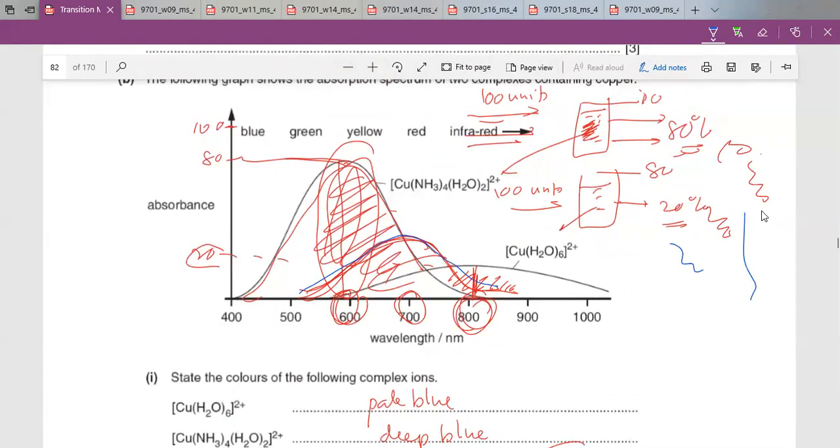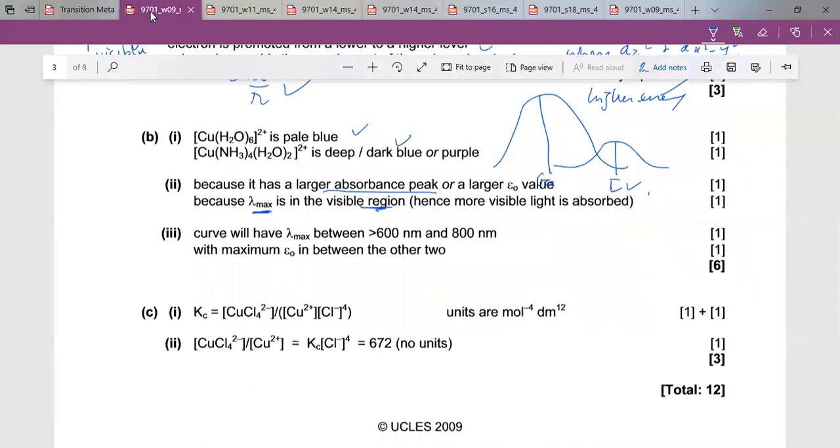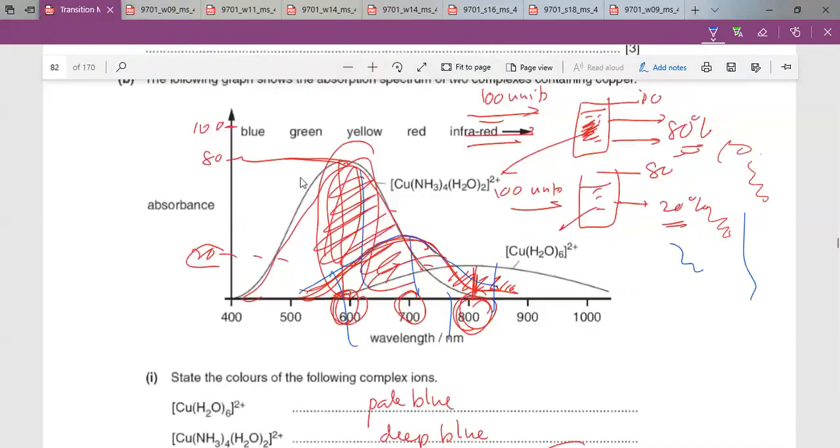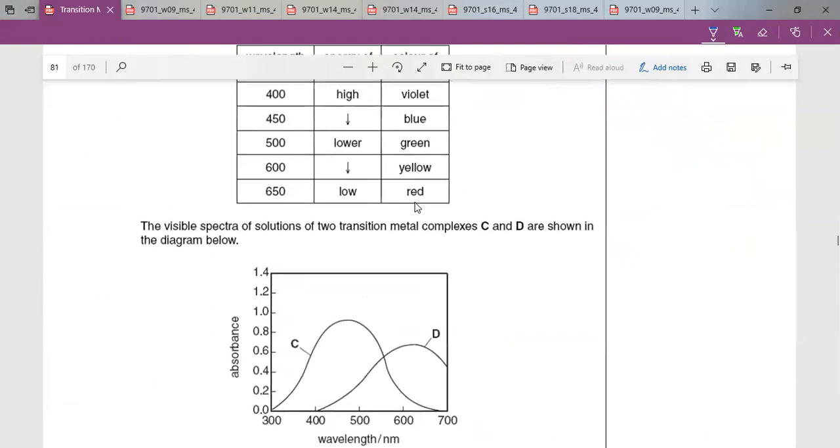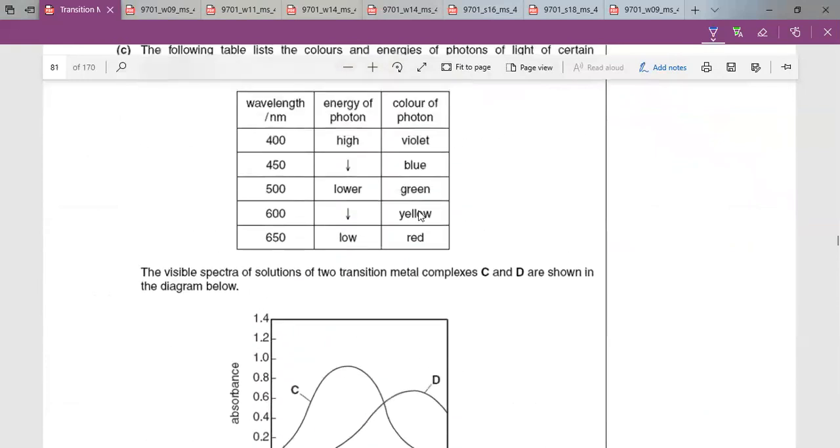Okay. So halfway between here and here, and halfway between here and here. Look at the marking scheme. A curve with the maximum from 600 to 800, so this is a wavelength of about 700. And of course the height is between the two. So that covers everything. Down here you can look at it yourself. It's quite simple.